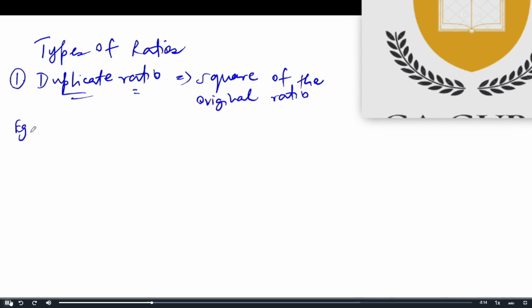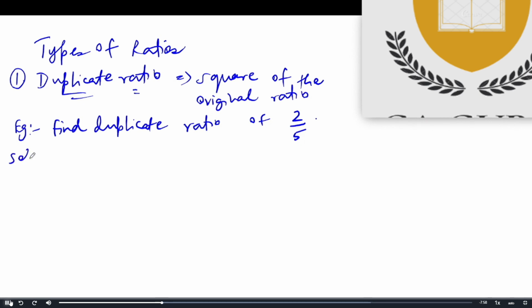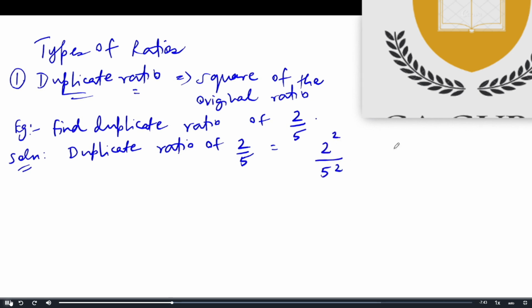Let us take an example. Find the duplicate ratio of 2 by 5. Let's write the answer. Duplicate ratio of 2 by 5 is equal to 2 square by 5 square, the square of the original ratio, which is equal to 4 by 25.